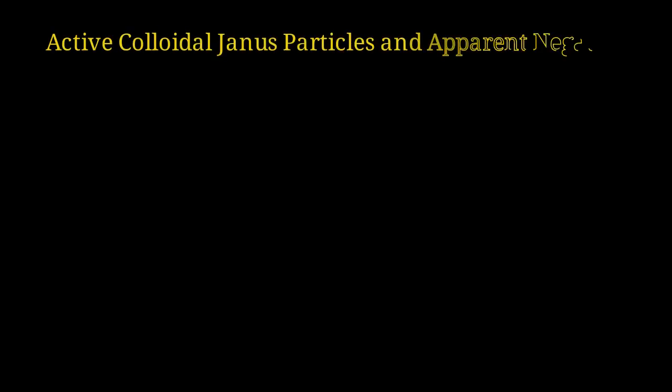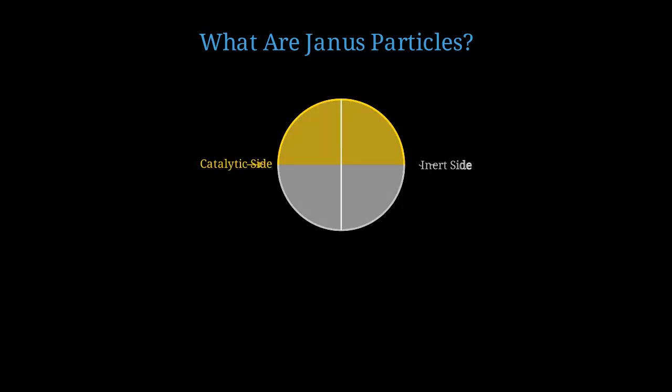Welcome to this lesson on one of the most fascinating phenomena in active matter physics, active colloidal Janus particles with apparent negative viscosity. First, let's understand what Janus particles are. The name comes from the Roman god Janus, who had two faces looking in opposite directions. Janus particles are colloidal particles with two distinct hemispheres that have different physical or chemical properties.